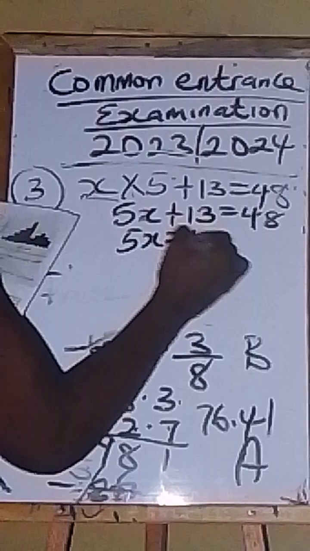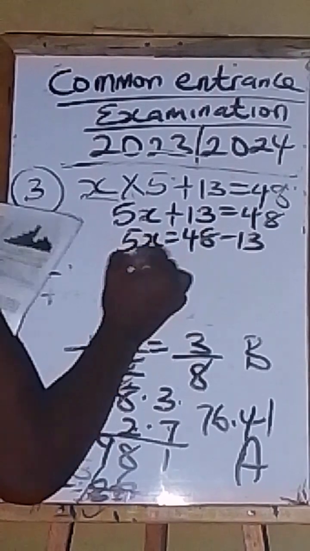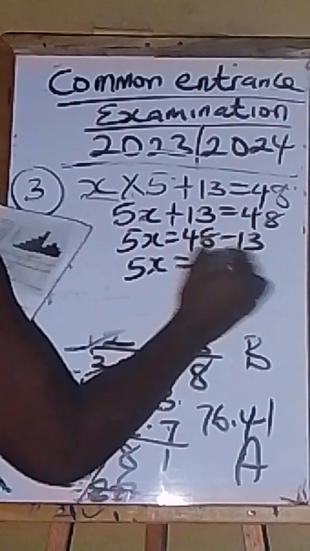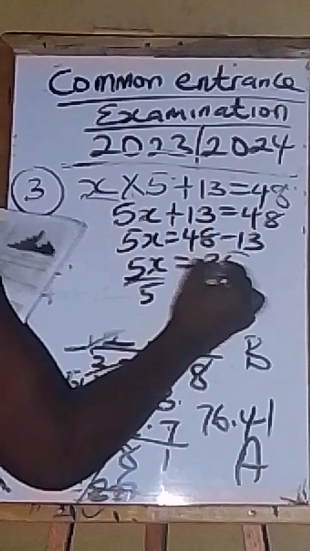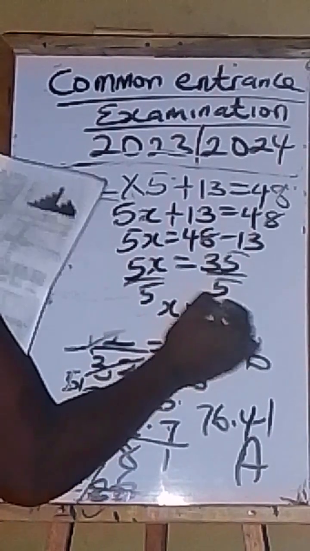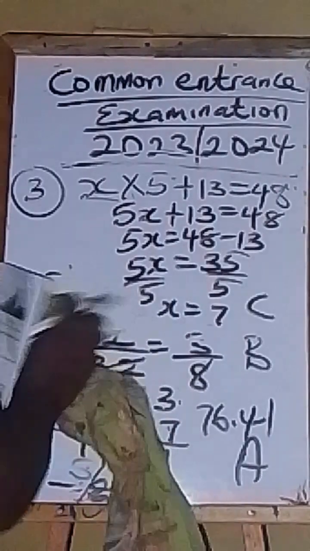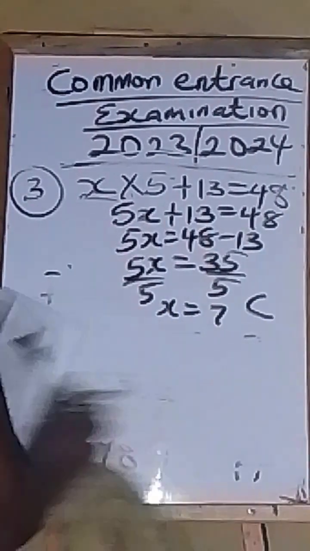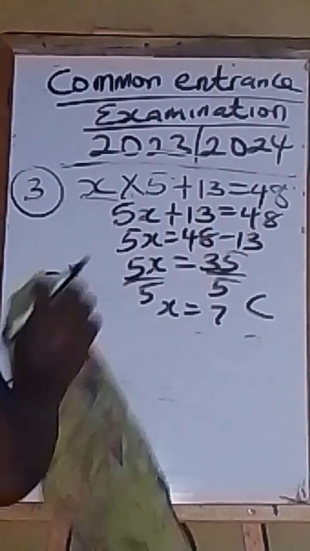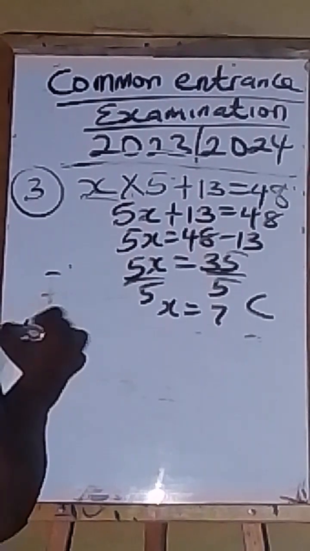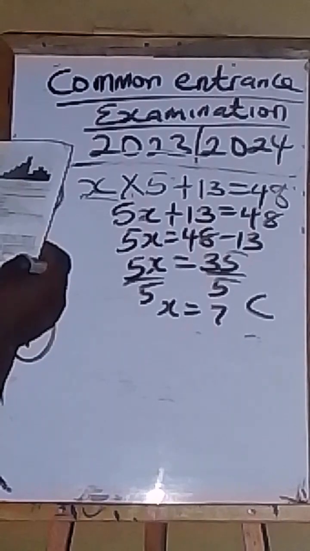5x equals 48 minus 13. 5x equals 35. We divide both sides by 5. x equals 7. So our answer is C. So we move to the next one, number 4.